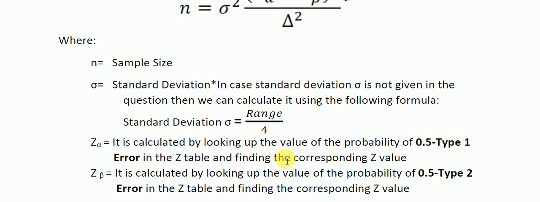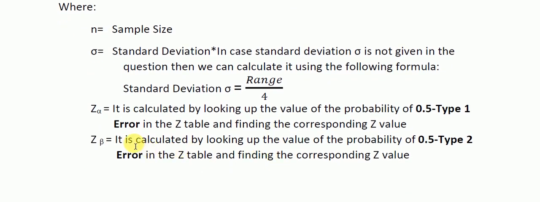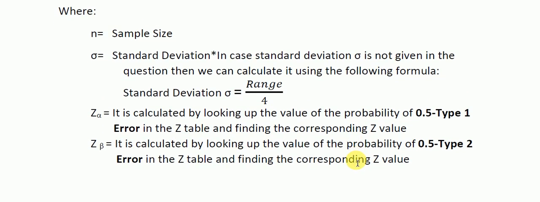Okay, so we'll see how it is done. Then we have the value of z beta. It is calculated by looking up the value of the probability of 0.5 minus type 2 error in the z table and finding the corresponding z values. Okay, so before we go on, we first must see what are the type 1 and type 2 errors, so we actually know what we are dealing with.